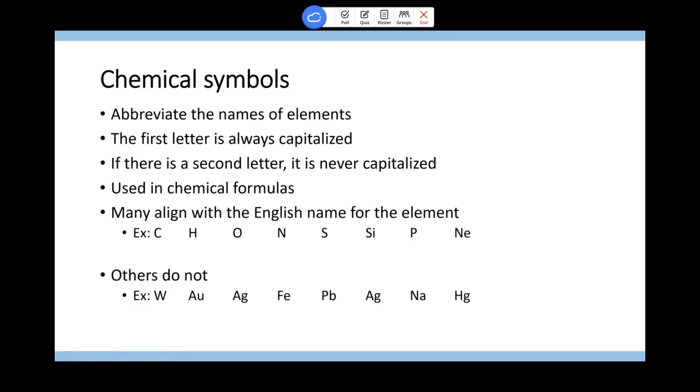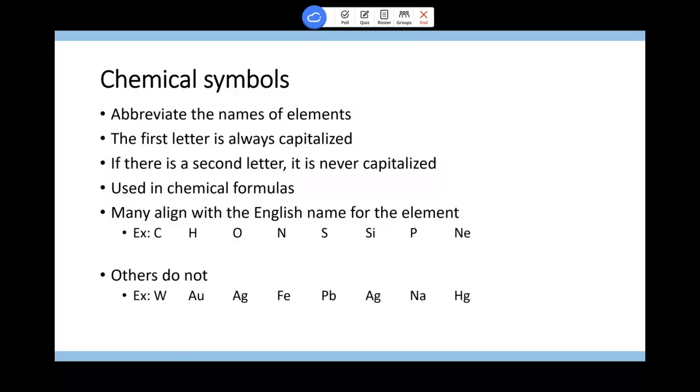We use chemical symbols in chemistry, in biology, in science to abbreviate the names of elements. In a chemical symbol, the first letter is always capitalized, and then in some chemical symbols, there are 2 letters. The second letter is never capitalized. These are what's used in chemical formulas. So we've talked a lot about water, H2O. We're familiar with that compound. That compound is H2O because there are 2 hydrogens, which is element H, and 1 oxygen, which is element O.